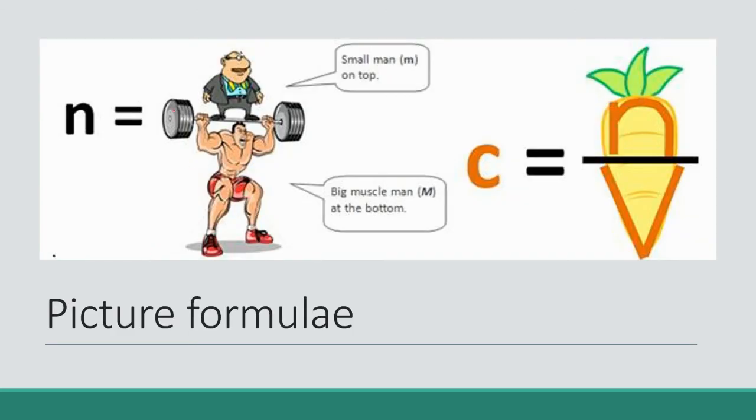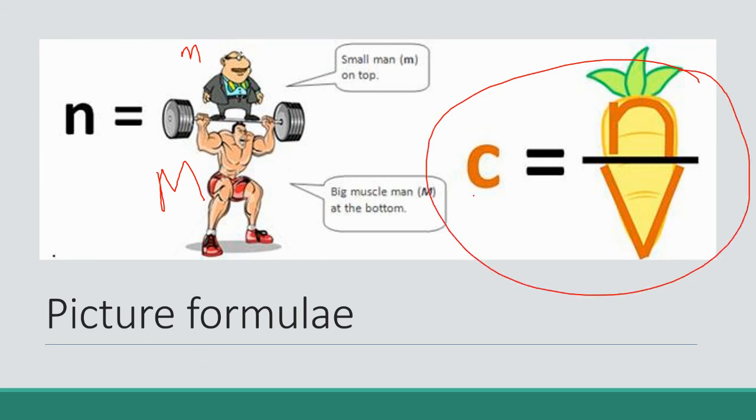This is just a way to remember the equations. You are given this one, number of moles equals mass over big M. The equation is given on your resource sheet, but this one, concentration equals number of moles divided by volume, is not given in your resource sheet. So it's just concentration is particles divided by volume.